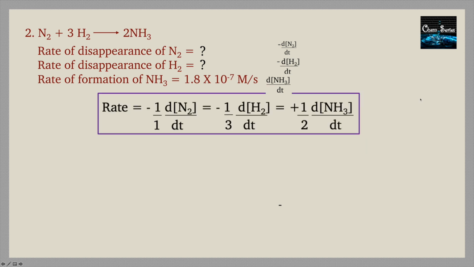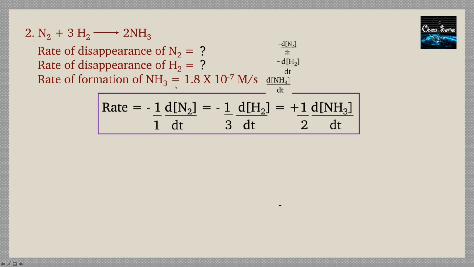So coming to the rate equation, rate is equal to minus 1 by 1 dN2 by dt, that is equal to minus 1 by 3 dH2 by dt, that is equal to plus 1 by 2 dNH3 by dt. So all the stoichiometric coefficients are written in the denominator. Okay, so this is how you will write the rate, and I have already taught this. So let's see what they have given.